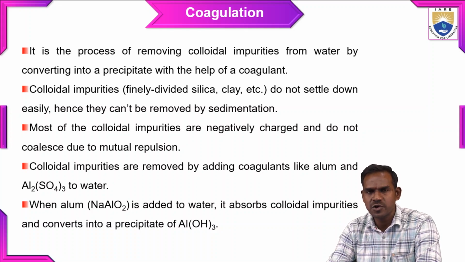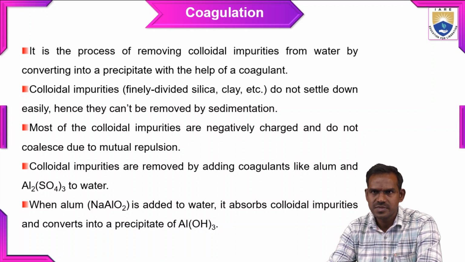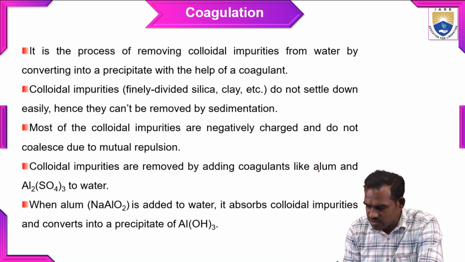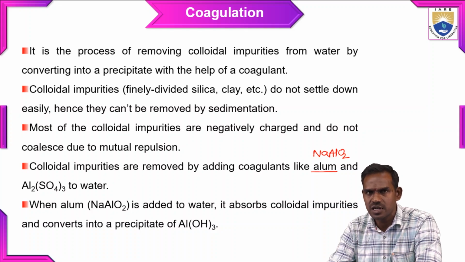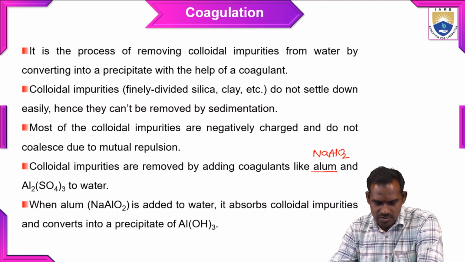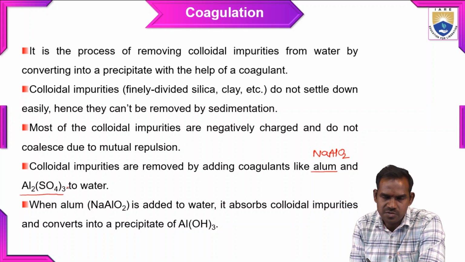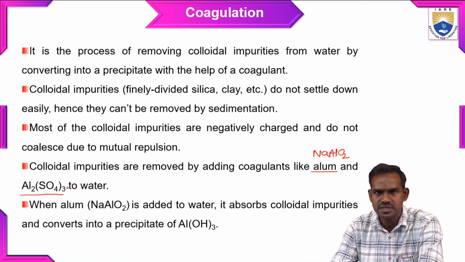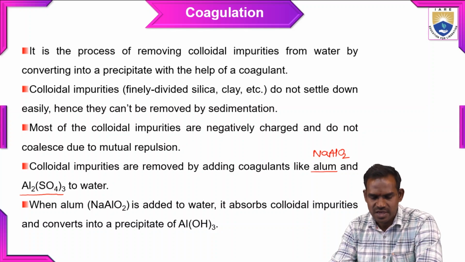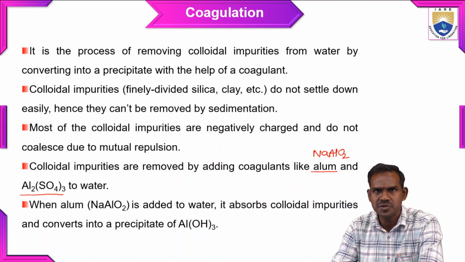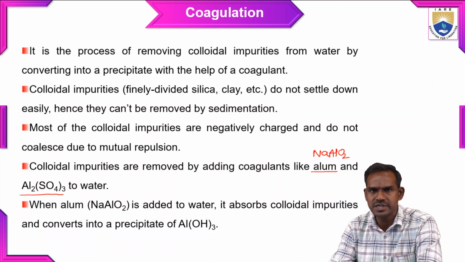The examples of coagulants are alum, which is chemically called sodium aluminate. Its formula is NaAlO2. Chemically it is called sodium aluminate. And there is one more coagulant, which is aluminium sulfate, which is formulated as Al2(SO4)3. And mainly, what are the examples of colloidal impurities? They include finely divided silica, clay, etc.